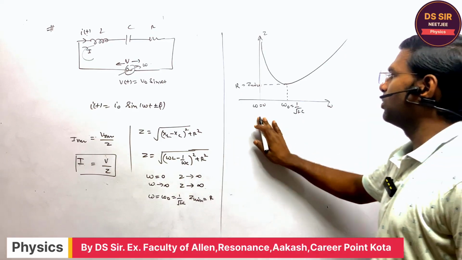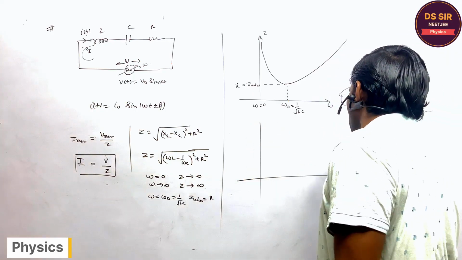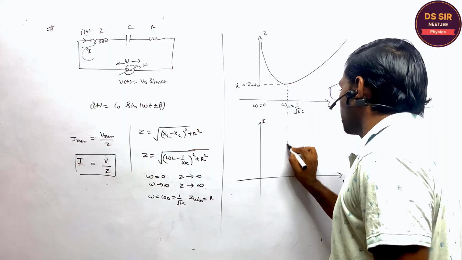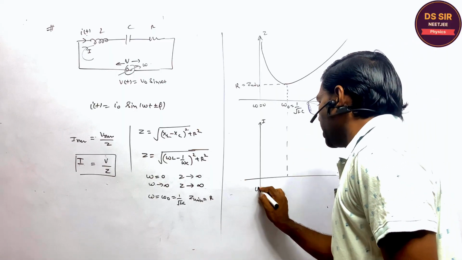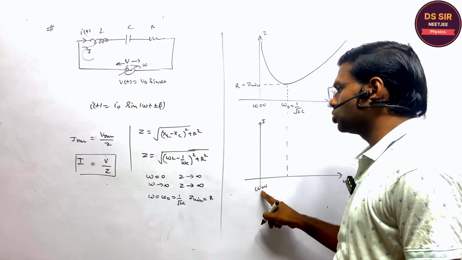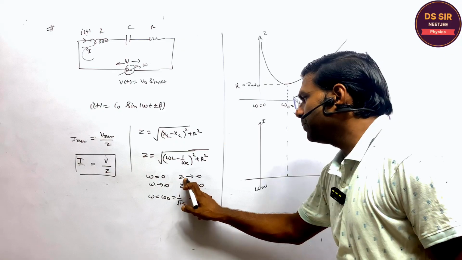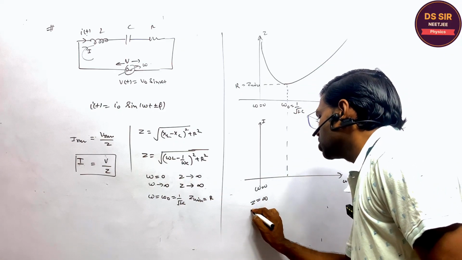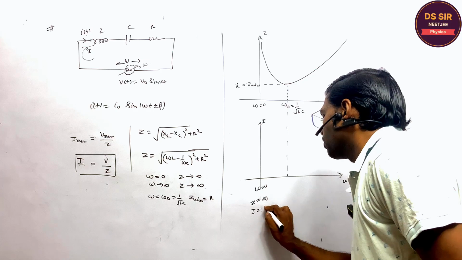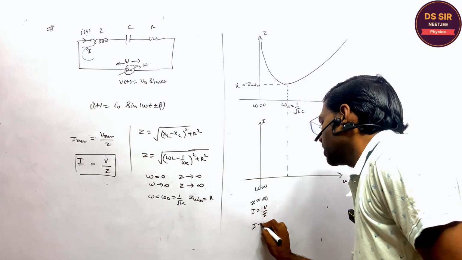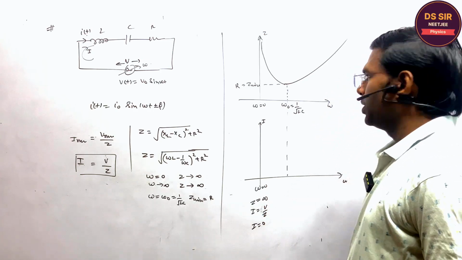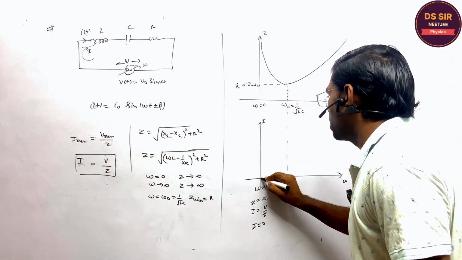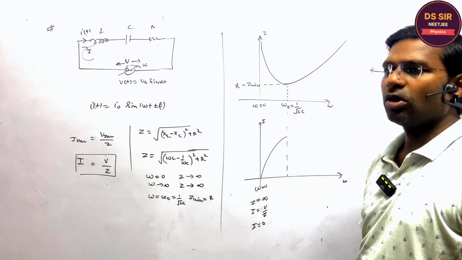Right. Listen one more thing. Yes, if we draw the current versus frequency, if angular frequency omega is equal to 0, what is the impedance? Say, infinity. So what is the current? V upon Z. So the current tends to 0. When the impedance of the circuit is decreasing, the current is increasing. Is it clear or not?